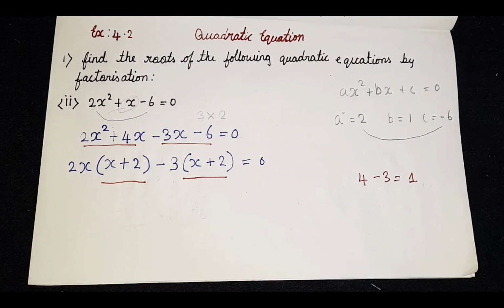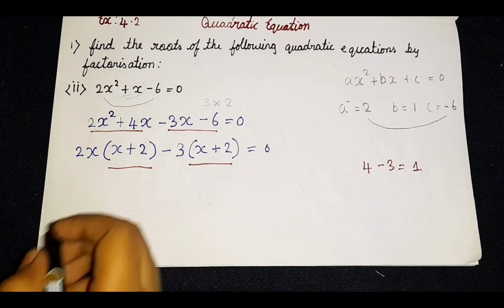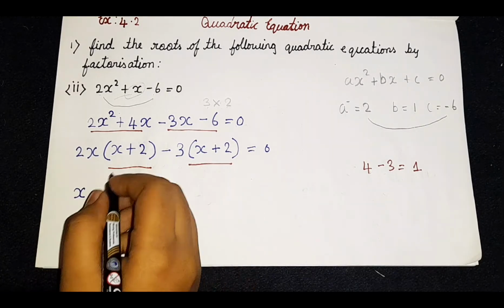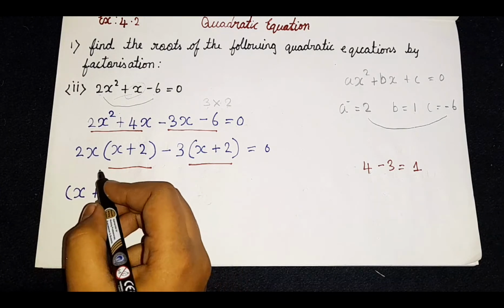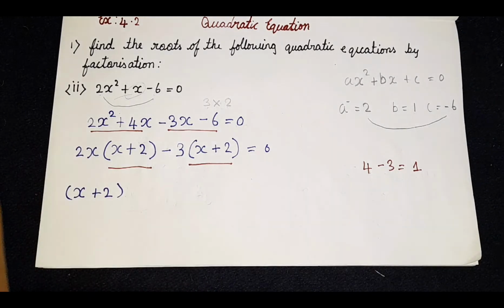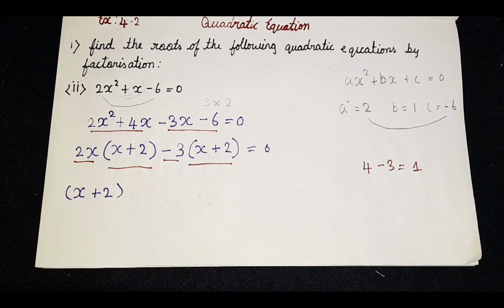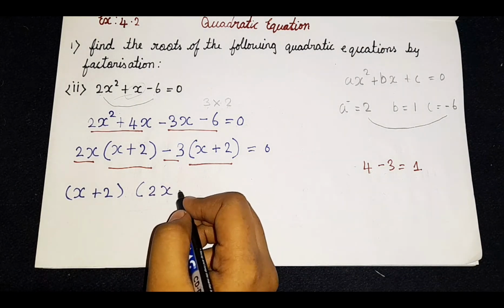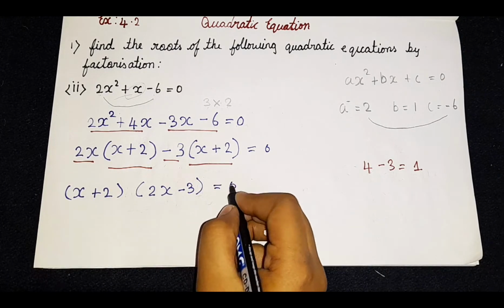Am I right? So these values are common, so we can just take it as common right over here. Instead of writing both the values, now we can just take one as common. Now we have a few values left over, so we can take those values, that is 2x and minus 3. So in brackets, 2x minus 3 is equal to 0.